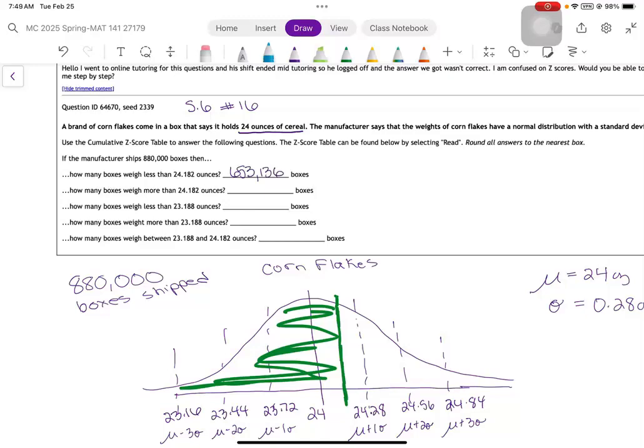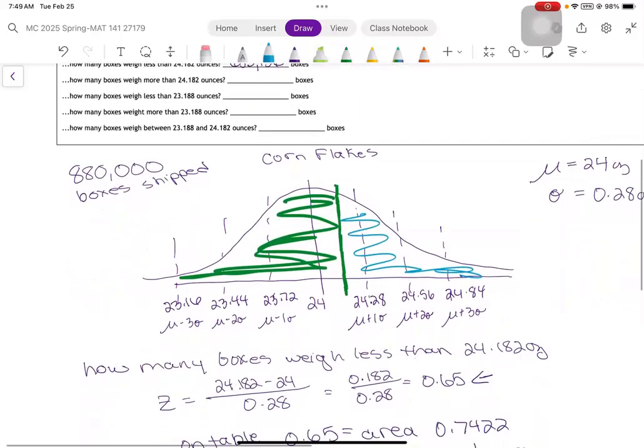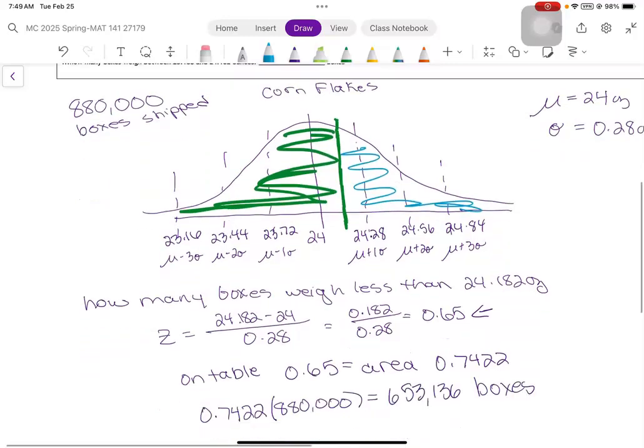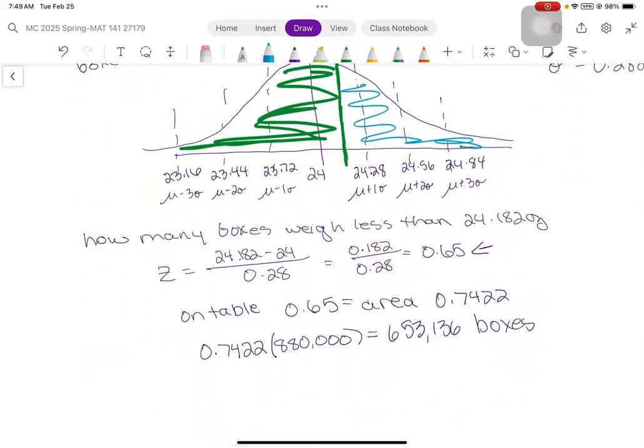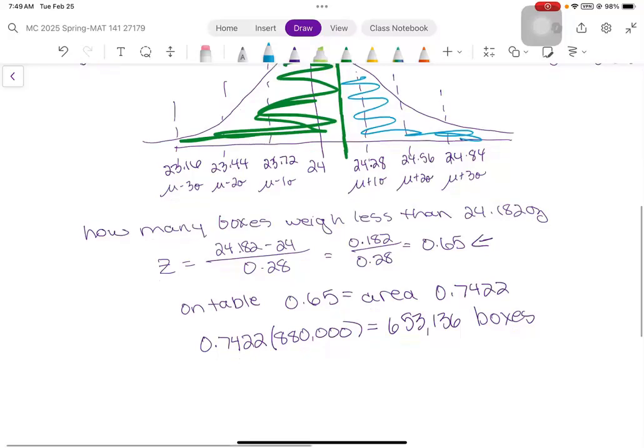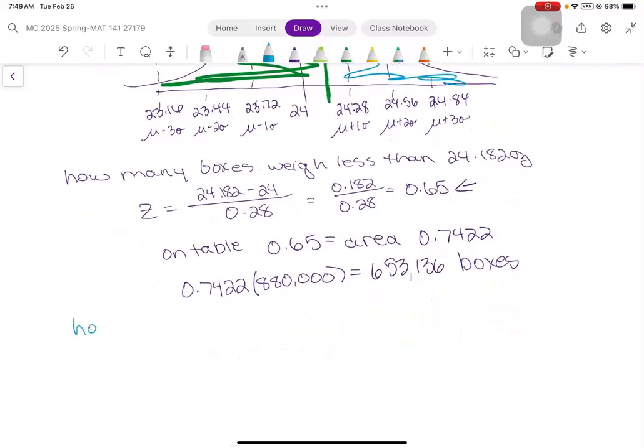Well, that would be the boxes that are on the other side. So, first of all, I could just take 880,000 and subtract that, right? Or I could subtract 0.7422 from 1, and then I could multiply it by that 880,000 boxes again. So I'll do it two different ways. So how many weigh more than 24.182 ounces? So option 1 will be over here.